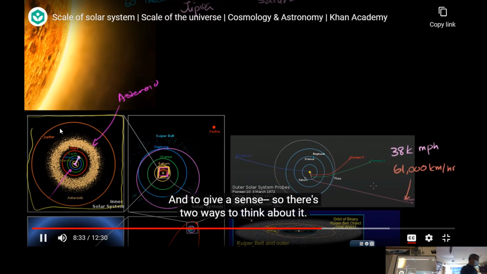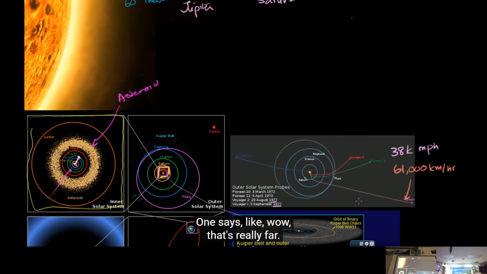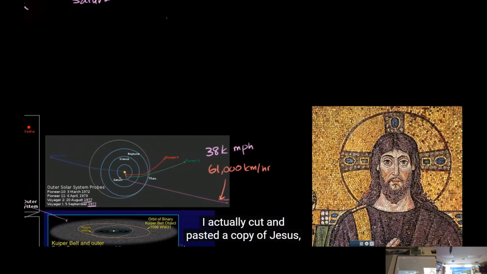And to give a sense, there are two ways to think about it. One is, wow, that's really far, because even on this scale, you can't even see Earth's orbit. So this looks like a pretty far distance. And just to give you a sense of how far 116 astronomical units are, if 2,000 years ago, Jesus got on a plane, I actually cut and pasted a copy of Jesus just for visualization purposes, but if he got on a jetliner at 1,000 kilometers per hour and went straight in the direction that Voyager went, Voyager would only just now be catching up to Jesus. So this is a huge distance.